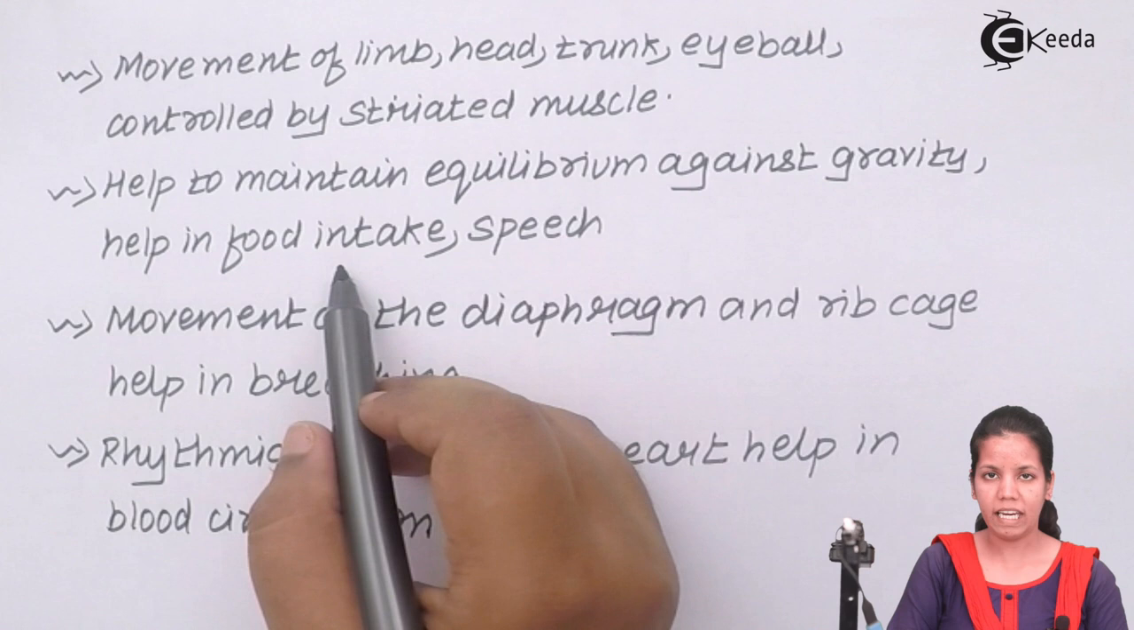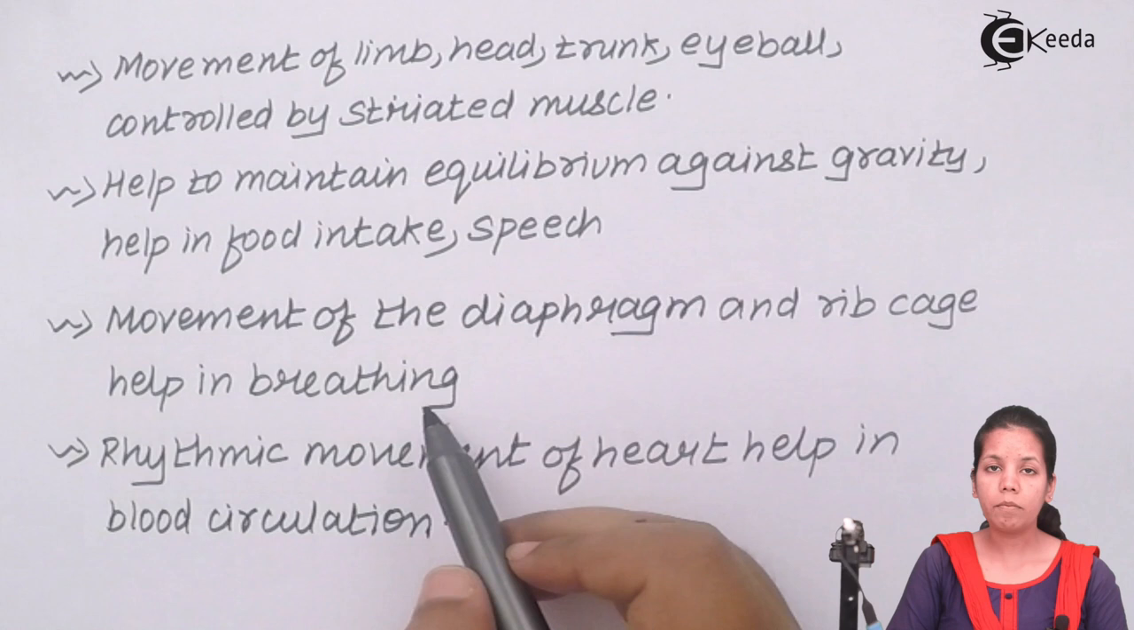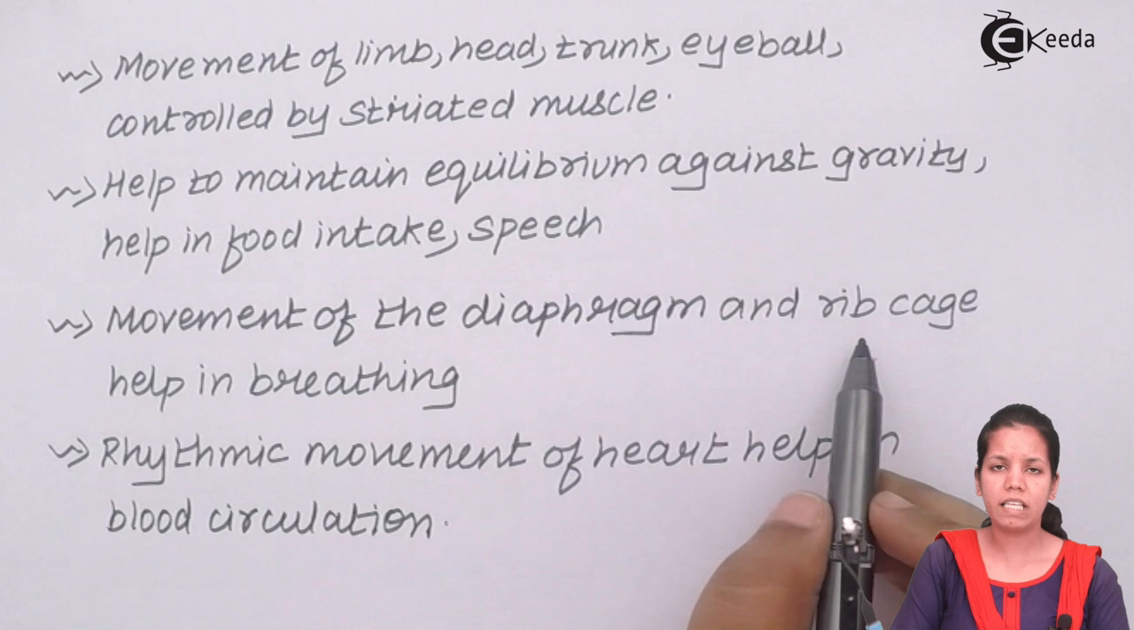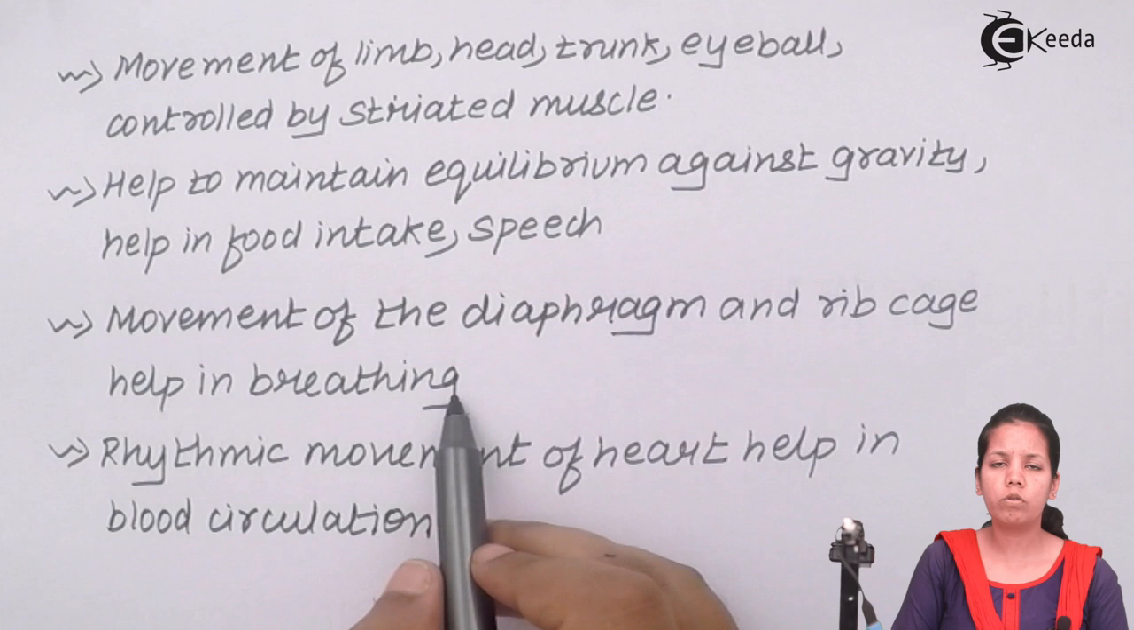During speech, especially in your vocal cords or voice box, there is movement, and movement of your diaphragm and the rib cage helps in breathing. Now the diaphragm is an arc-shaped muscle present just below your lungs, and the rib cage is the protective covering for your lungs. Movement of both during inhalation as well as exhalation is very critical for respiration to take place.